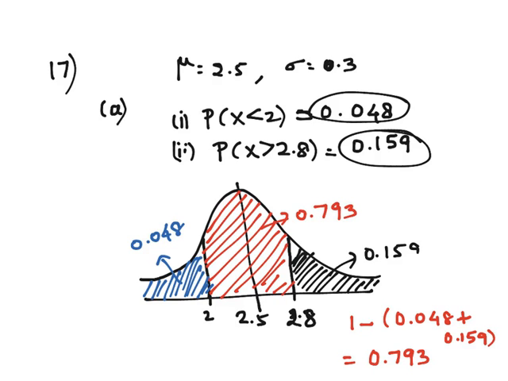0.793. Now a customer buys 10 chickens. Find the probability that all 10 chickens weigh between 2 and 2.8. So the answer is 0.793 raised to 10. Not multiplied with 10, but power 10.